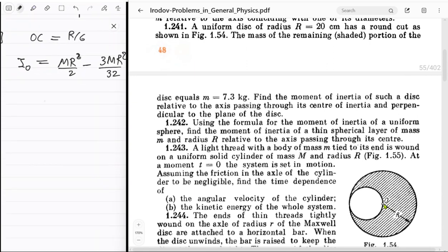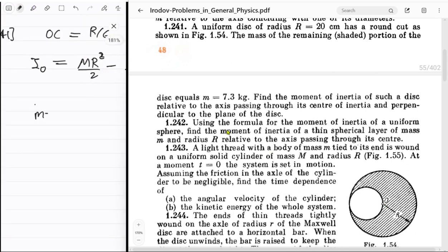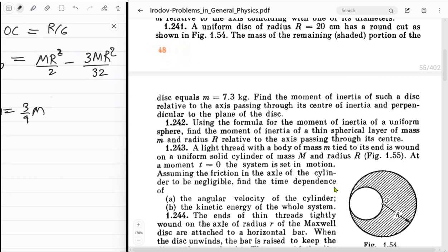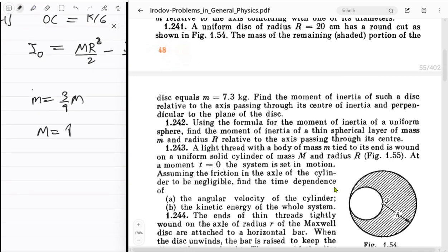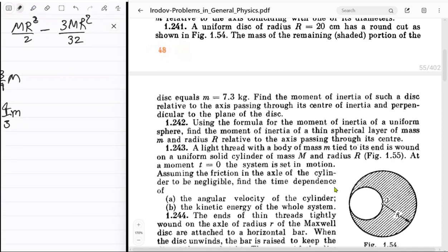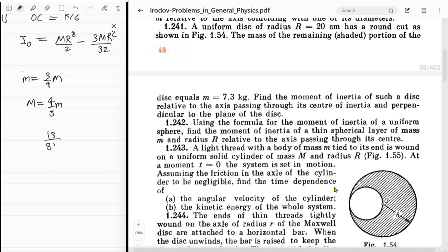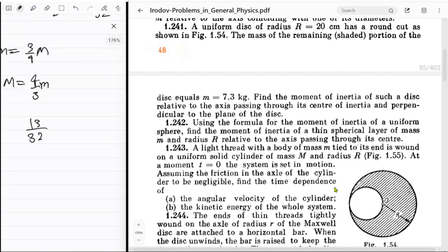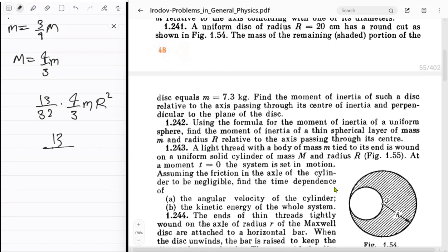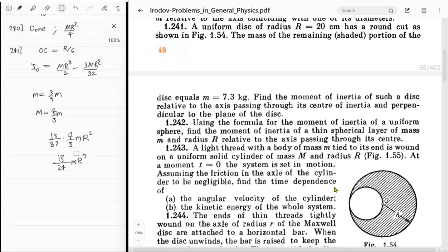And also, by the way, what is small m in terms of capital M? Small m is just 3/4 of capital M because 1/4 of M is gone. So you can use that to get M in terms of small m. Just put that in there. Hopefully we get something nice. So 16 minus 3, which is 13 upon 32 MR squared, which is basically 4 upon 3 small m R squared. Capital R squared still. It's got 8 times 3 is 24. So this is the thing. That's our inertia about O.